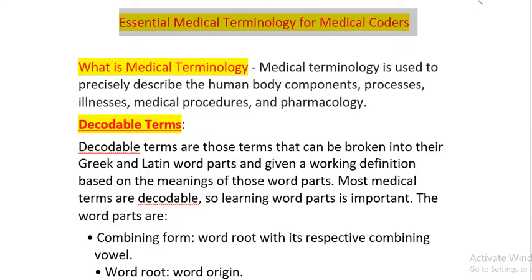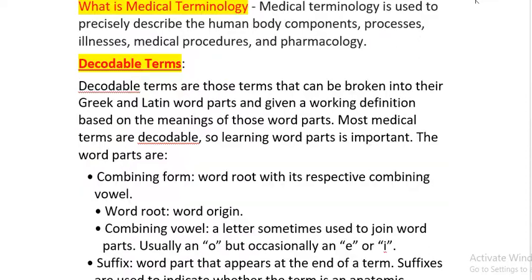So, medical procedures. What do you mean by medical procedures? Like if you have appendix pain, the physician will perform an appendectomy, which is a medical procedure. Here the medical term is appendix, and ectomy means removal of the appendix. And the next one is pharmacology. As a medical coder, you need to learn pharmacology also, which is a very essential thing for the medical coder. Anyway, I am going to take classes about illness, medical procedures, and pharmacology, so no need to worry about those.